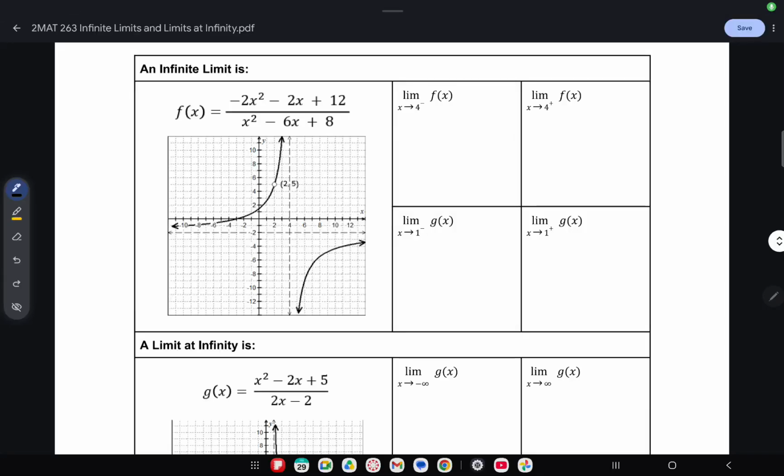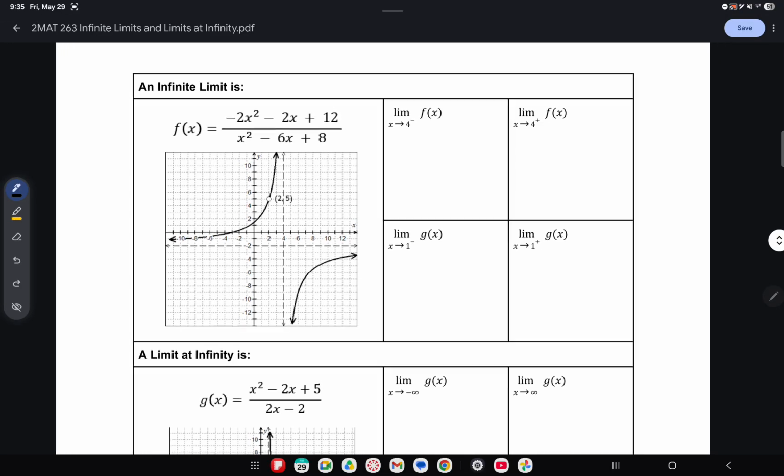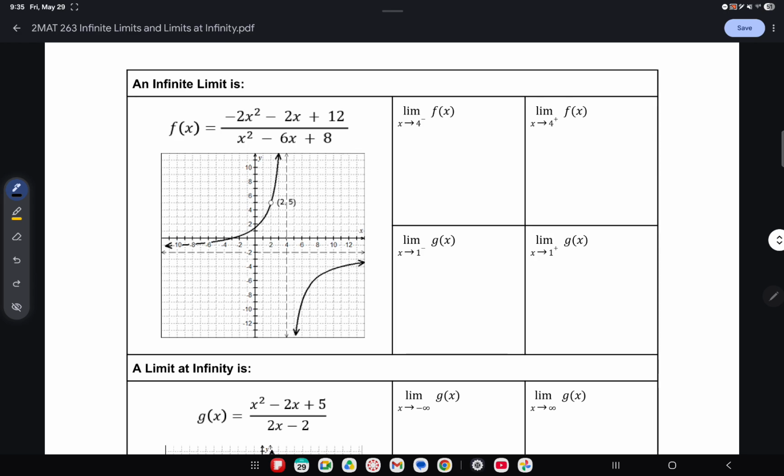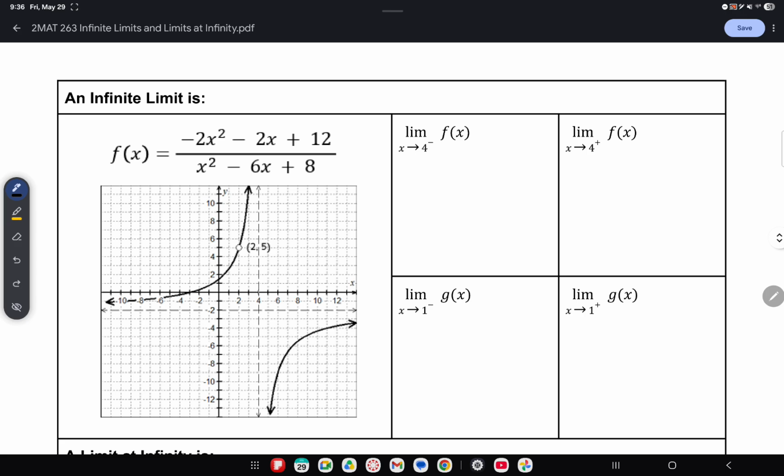Right, we're going to look at infinite limits and limits at infinity. So, an infinite limit, try and write a little statement here, is as x approaches c, the limit will approach either of the infinities, whether it's positive infinity or negative infinity. And what's happening there on the graph is a vertical asymptote.